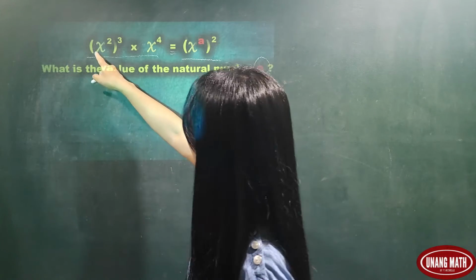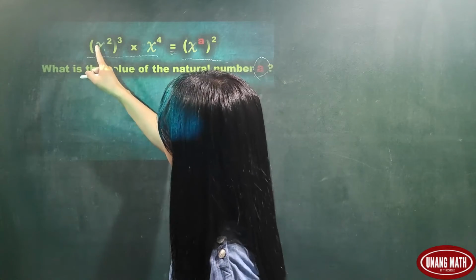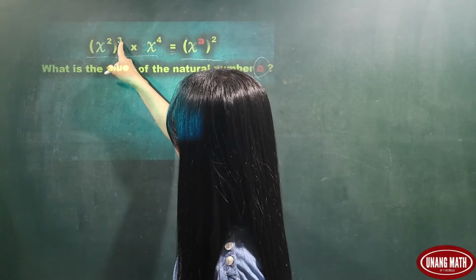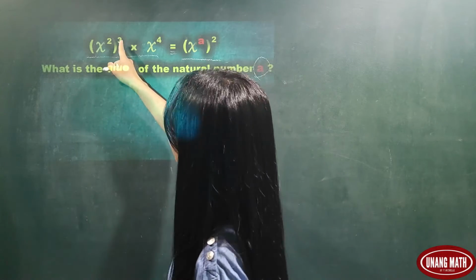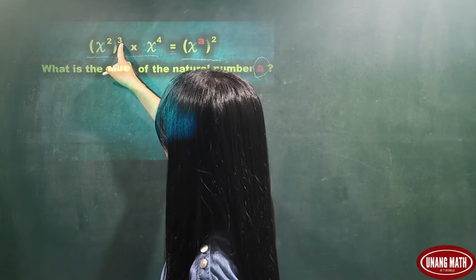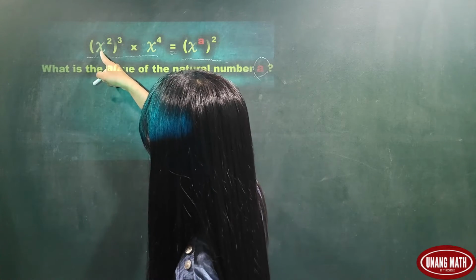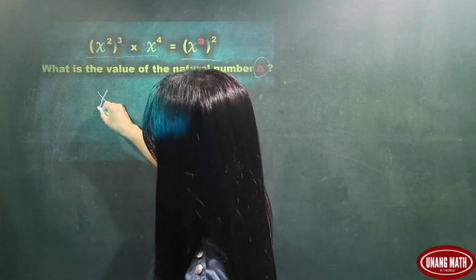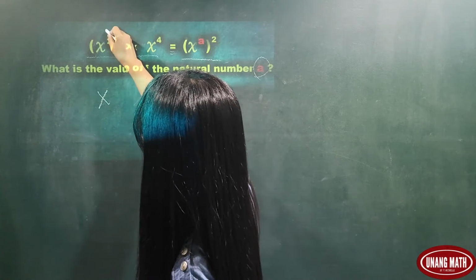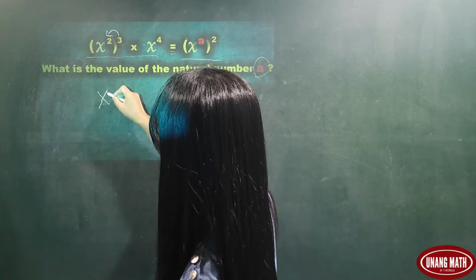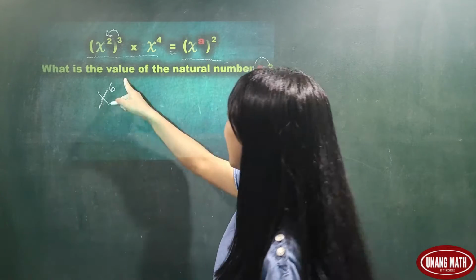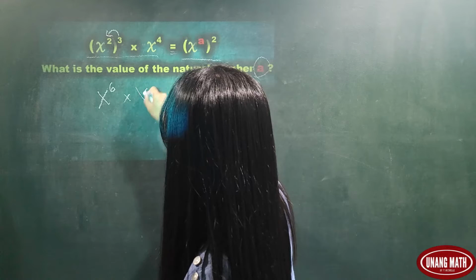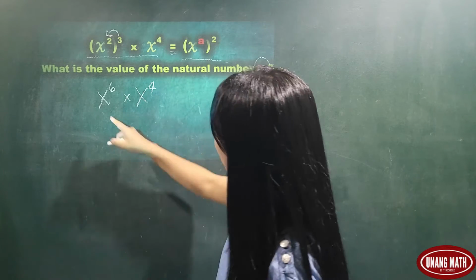Okay, let's take a look at this part first. x squared inside the parenthesis, and it's raised to the power of 3. So this is the power of a power rule. So we are just going to copy the base x, then multiply the exponents. 2 times 3 or 3 times 2 is 6. So we have x raised to the power of 6. And this is times x raised to the power of 4.